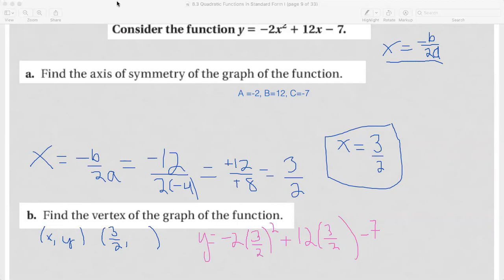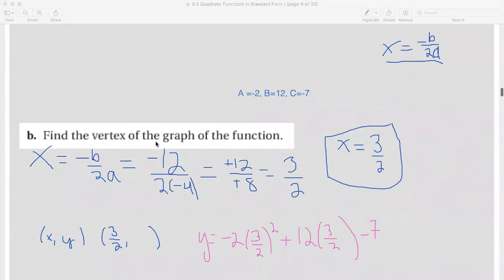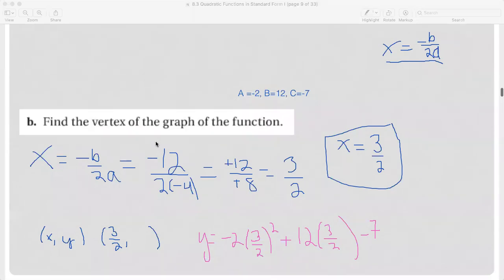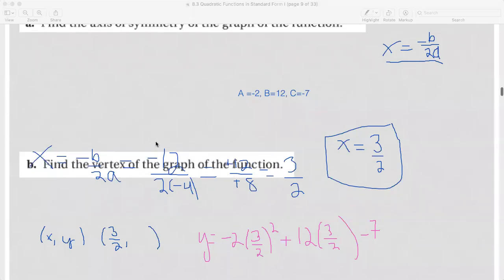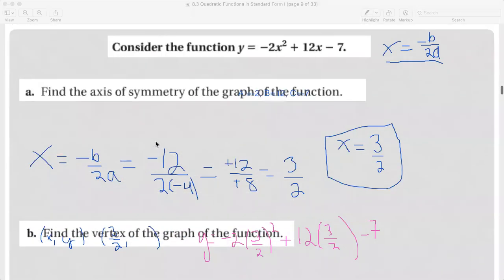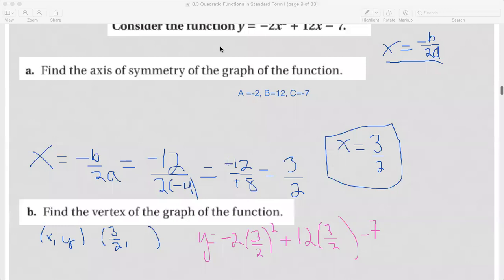All right, I need more room. I'm going to scroll up. Oh, I guess I can't. I'm totally running out of room here. So let me see what I'm going to do here. We can do this. So let's go ahead and simplify. Remember PEMDAS, you're going to do exponents first. So 3/2 squared becomes 9/4.